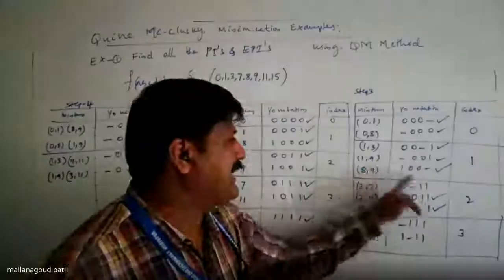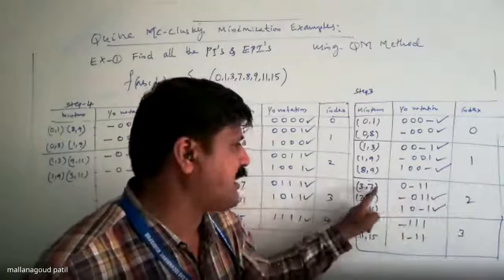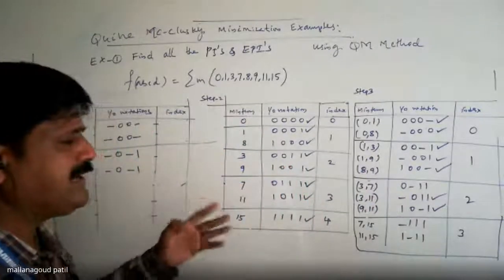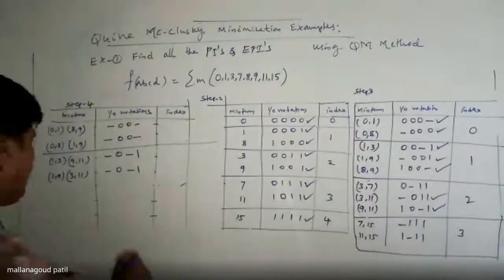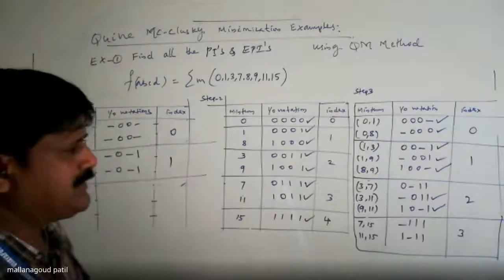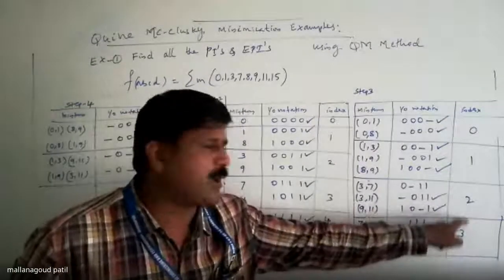No, sir. 8, 9 is not possible with any one minterm in index 2. That is 3, 7, 3, 11, 9, 11. Then what do you do? Ignore it. Next you can go for index 1 and index 0. Now what you have to do? You can compare with the last block combinations, index 2 and 3.